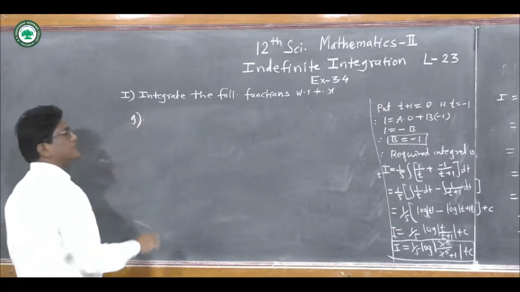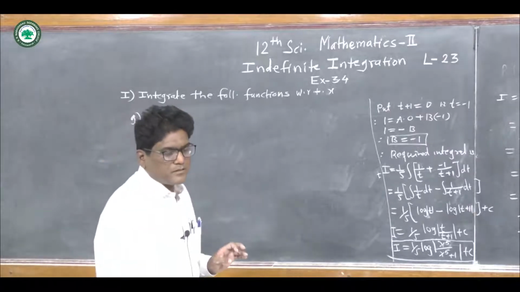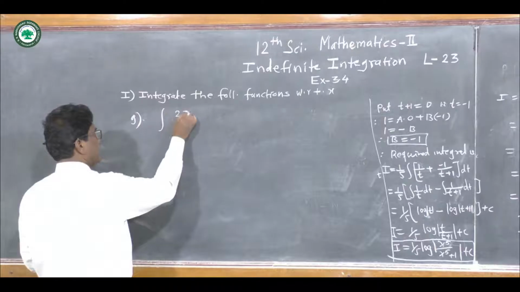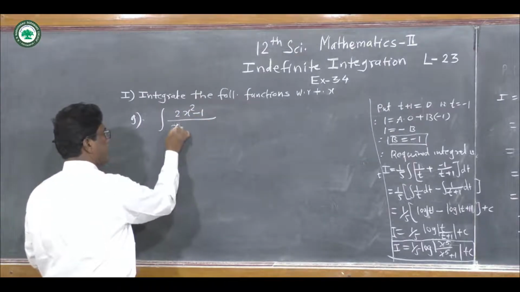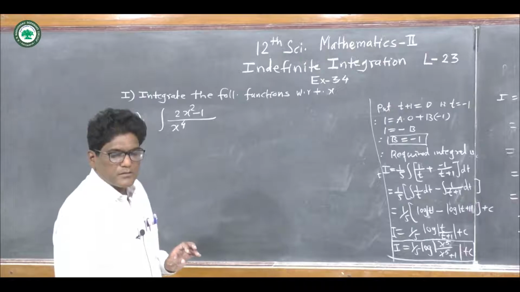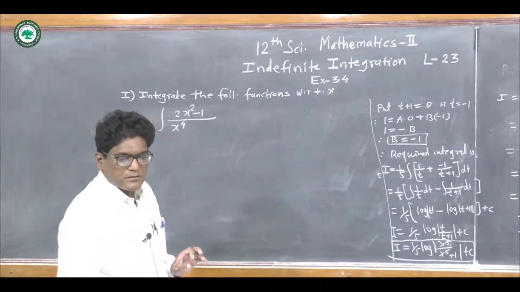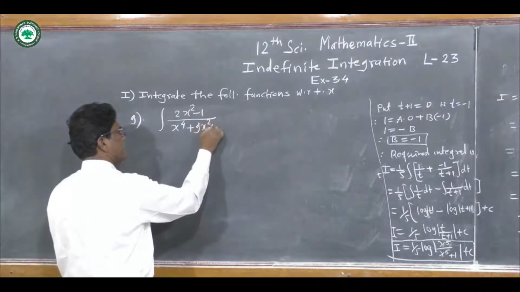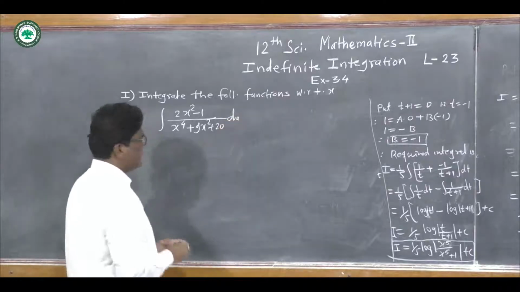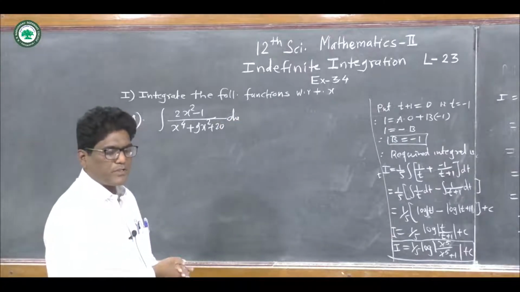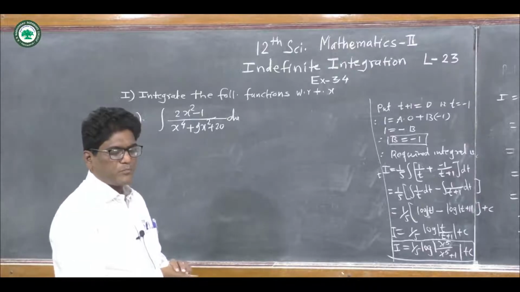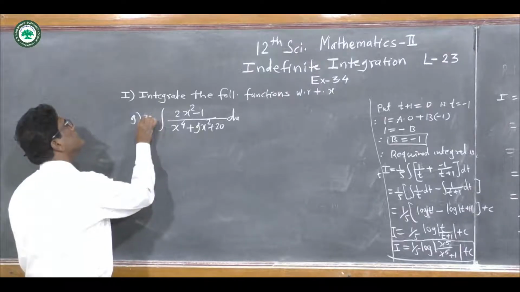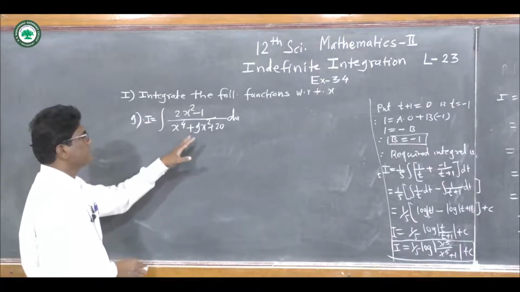Ninth problem here. Integration of 2x square minus 1 divided by x to the power 4 plus 9x square plus 20 dx. See here, integration of 2x square minus 1 divided by x to the power 4 plus 9x square plus 20 dx. Call this as I. So I is equal to integration of 2x square minus 1.